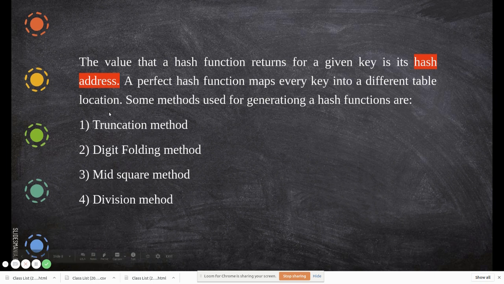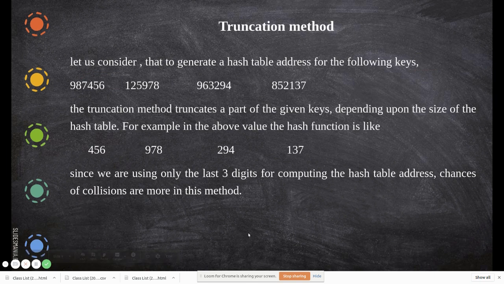These are the methods used for generating a hash function: truncation method, digit folding method, mid square method, and division method. We'll see them one by one. So what is the truncation method? Let us consider that to generate a hash table address, for example, this is one index. Now I want to convert this to a hash address. So how can you do that?